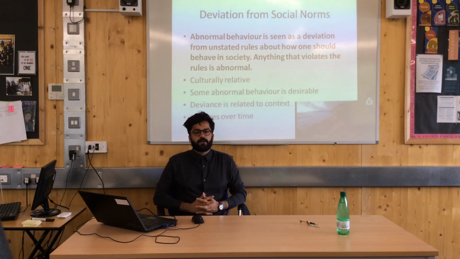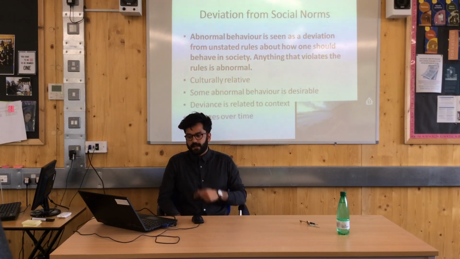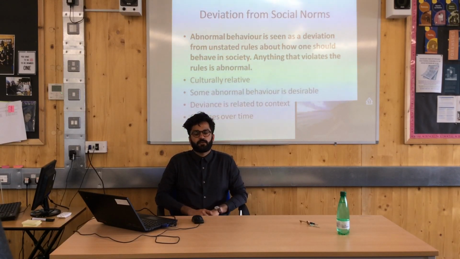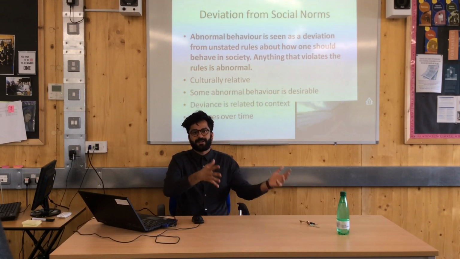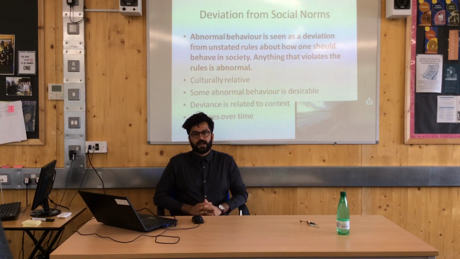A couple of evaluation points to bear in mind for this definition. First off, this is very much culturally relative. What we mean by that is the idea that what is normal and what is abnormal in one culture versus what's normal and abnormal in other cultures will vary very, very widely. Sometimes those abnormal behaviours can also be desirable.